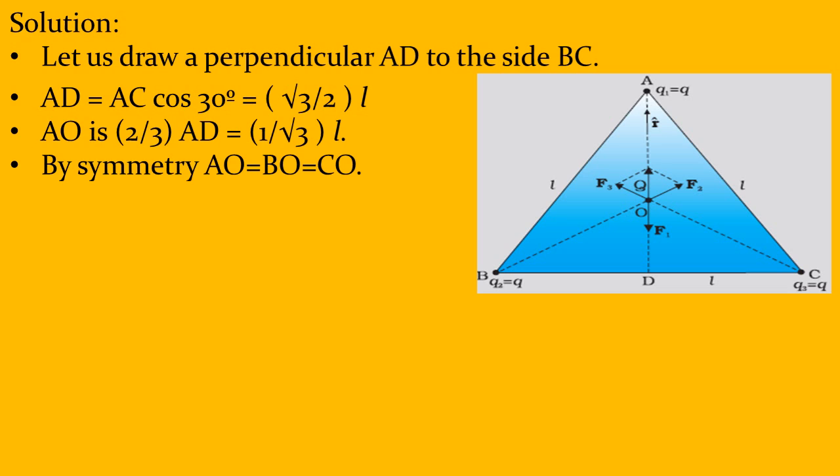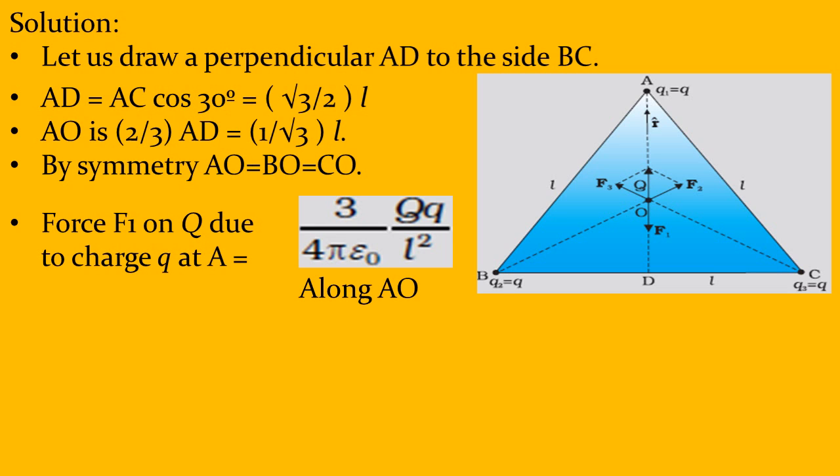Now, it is an equilateral triangle. O is the point of intersection of the perpendicular bisectors of the opposite sides. So by symmetry, AO is equal to BO is equal to CO. Now let us calculate the force F1 on the charge Q. What do you mean by force F1? It is the force on Q due to the charge Q1 placed at A.